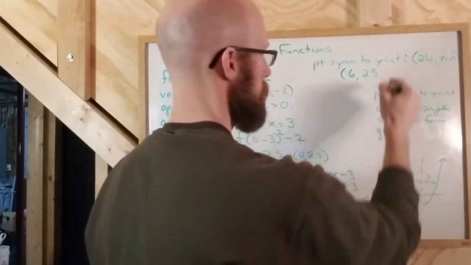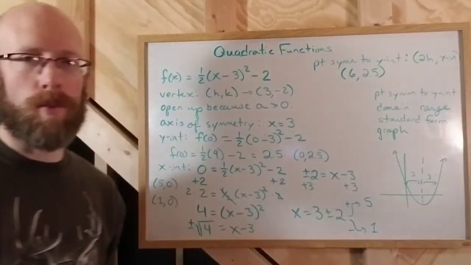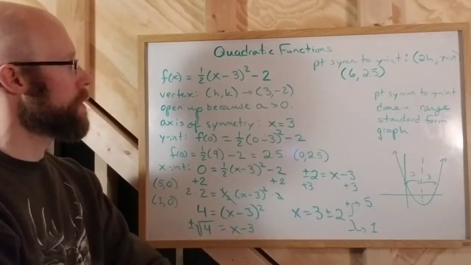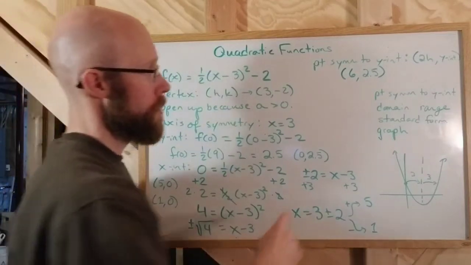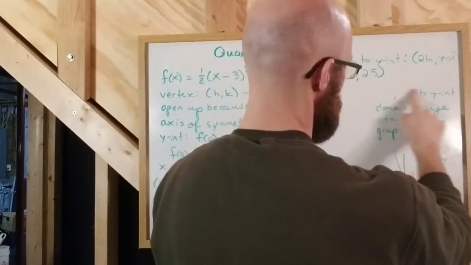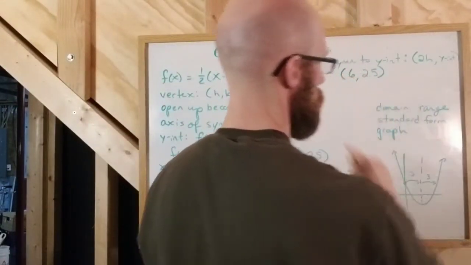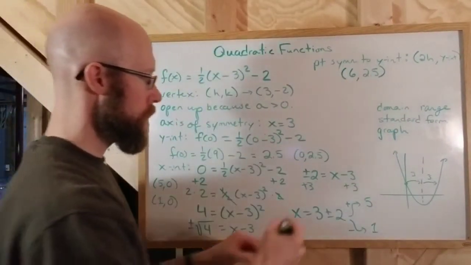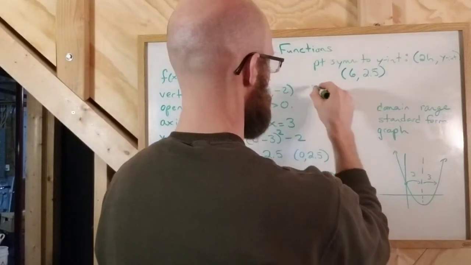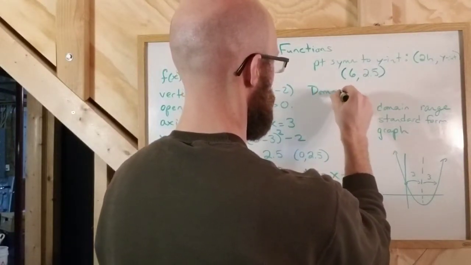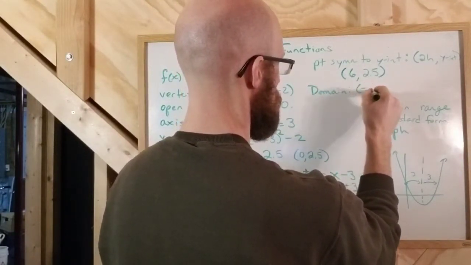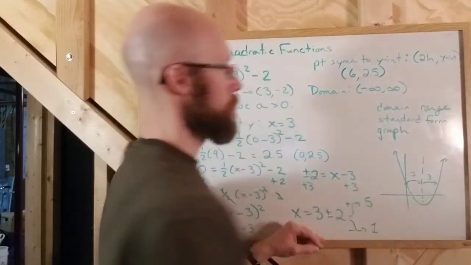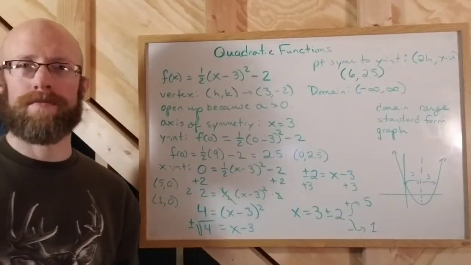So it's (6, 2.5) for the y-intercept. Or I'm sorry, for the point symmetric to the y-intercept. Now we're looking for the domain and the range. Well, the domain is the easiest thing up here probably. Domain is always all real numbers. No thought involved in that one.